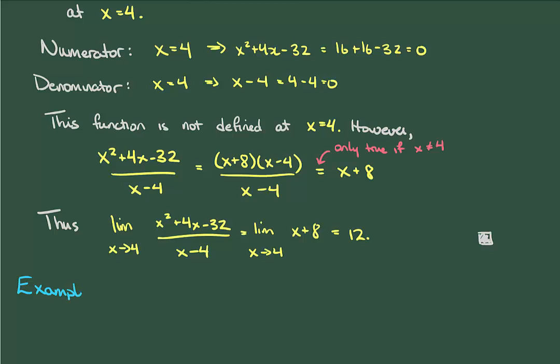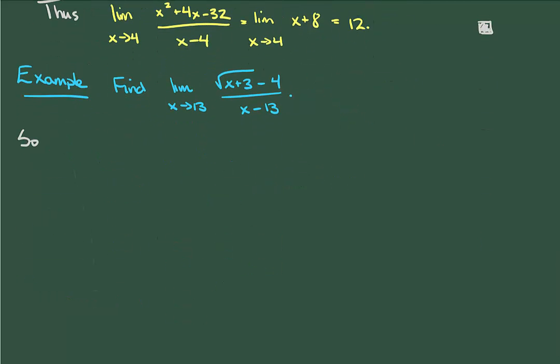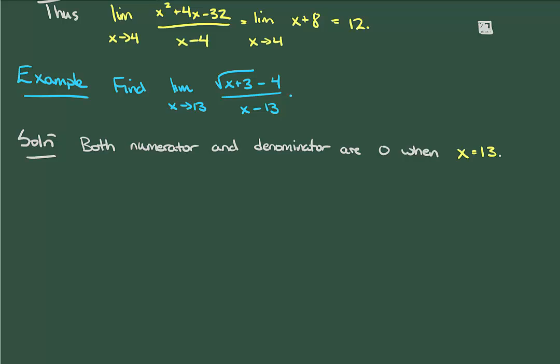All right, let's do a harder example. Okay, so let's look now at this following monster of a function. Like the previous example, this function is badly behaved near x equals 13. And you can check that if you plug in x equals 13, both the numerator and the denominator evaluate to 0.